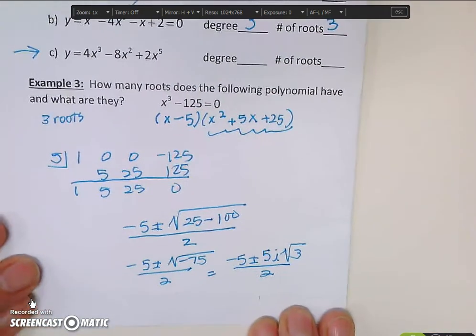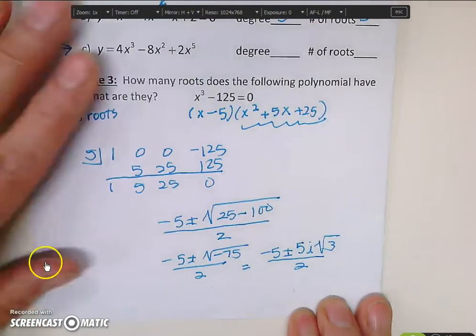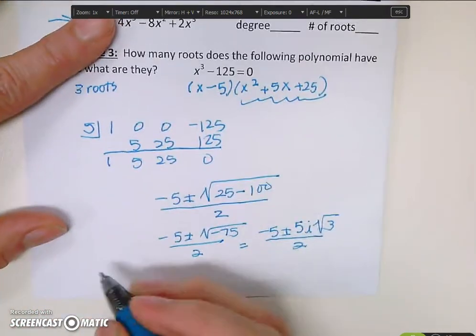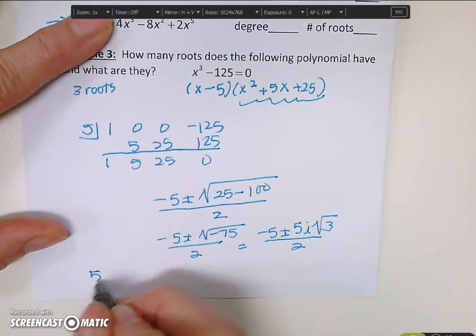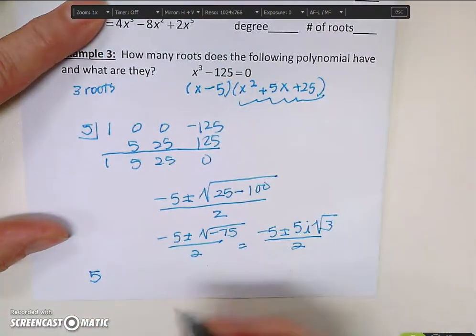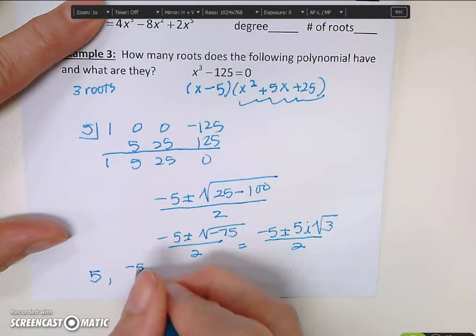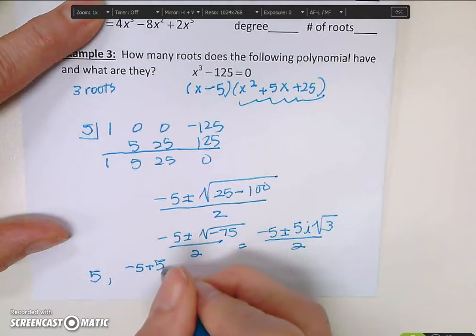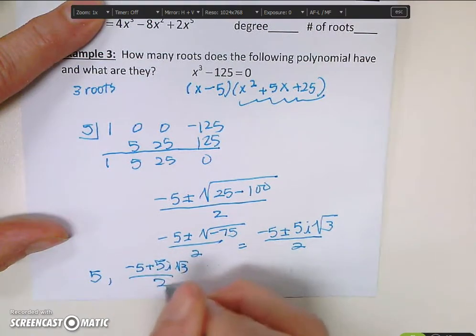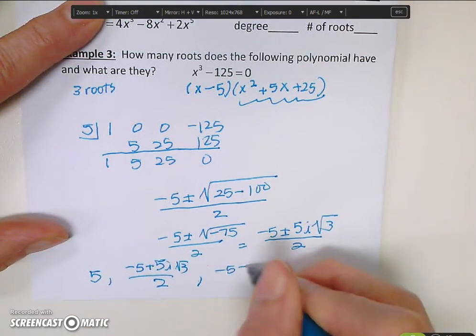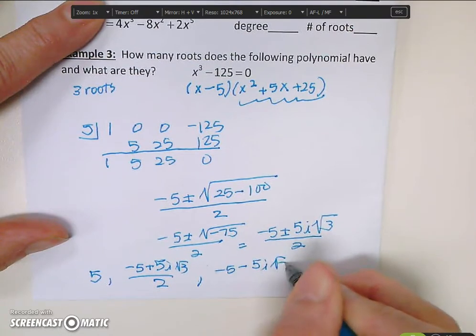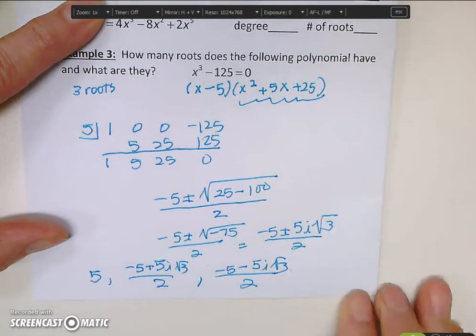So I end up with 3 roots. I have the original root 5 from here. And then I have negative 5 plus 5i radical 3 over 2 and negative 5 minus 5i radical 3 over 2.